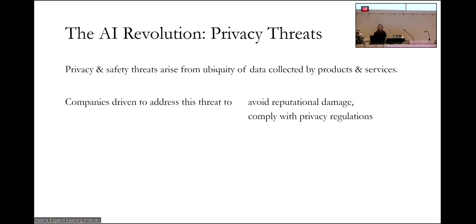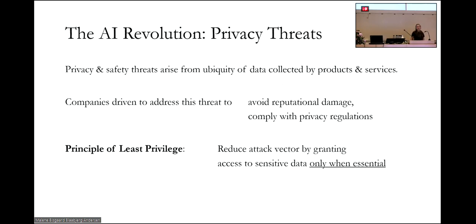I don't need to tell you about sensitive data and privacy threats, and companies are incentivized to address these threats. The idea is to follow the principle of least privilege and to reduce the attack surface as much as they can. The idea is to give applications access to sensitive data only if it's essential.